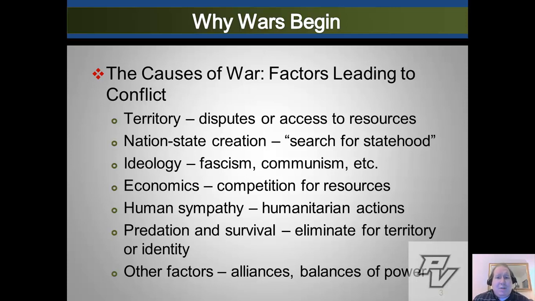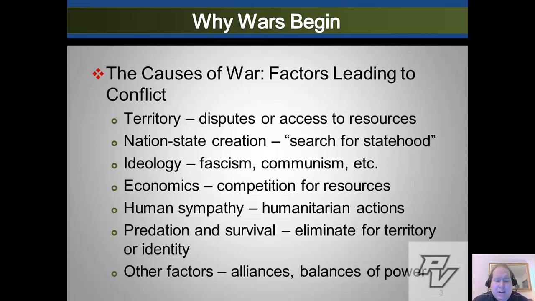Predation and survival, number 6. Just pure hatred for another group. You want them to be eliminated. You want their territory or their identity. You want them out of the picture. This is going to be a leading cause as well.